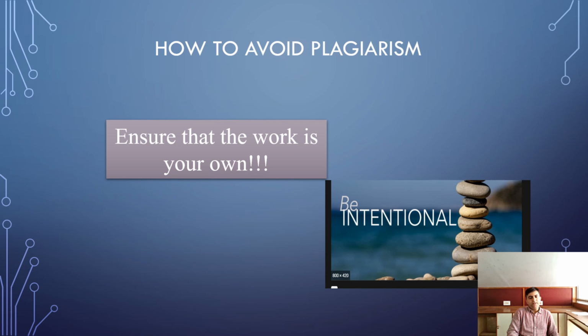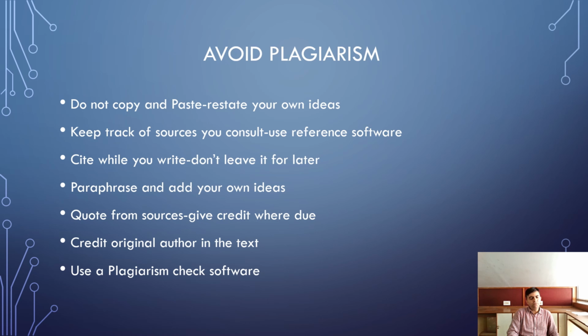So how will we avoid it? Ensure that the work is our own. Even for self-plagiarism, we should check it properly and use it properly. How can we avoid plagiarism? First, do not copy and paste or restate your own ideas. We should write in our own words and keep track of the sources we consult. Use reference software. Cite while you write, don't leave it for later. If you leave it for later, we can forget where the source is. Paraphrase and add your own ideas.